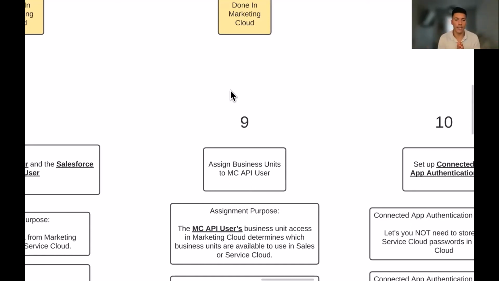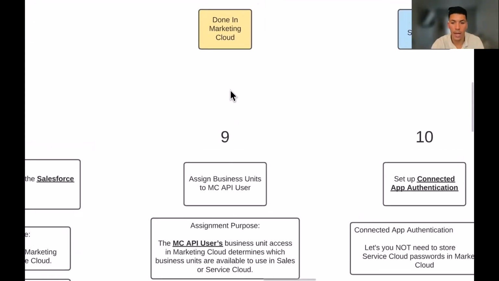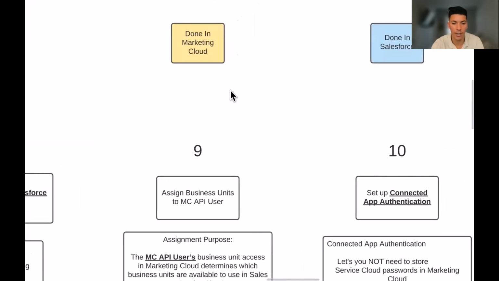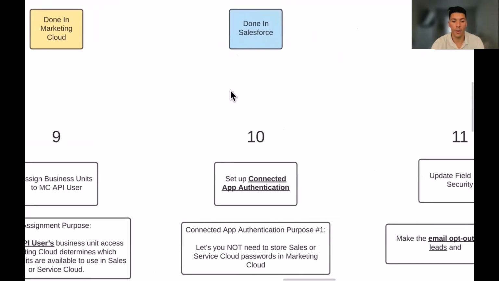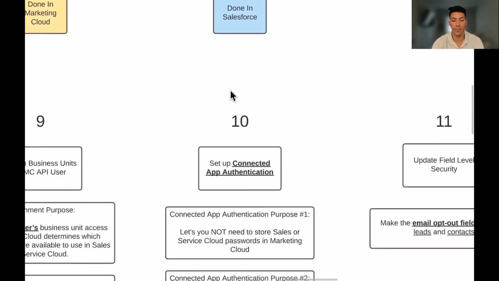So hopefully that makes sense. Basically, whatever the Marketing Cloud admin has access to, when you hop back into Salesforce, you're going to see that access. So that applies to those business units. Now you apply those business units to the Marketing Cloud API user. And then what you're going to do is finally set up connected app authentication.